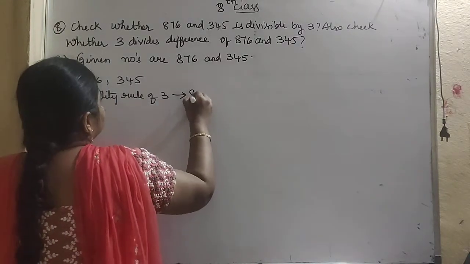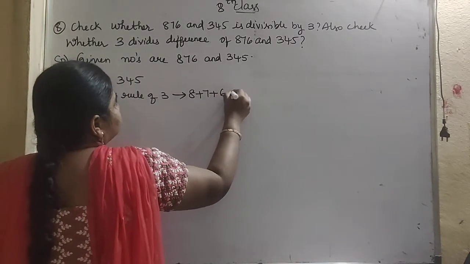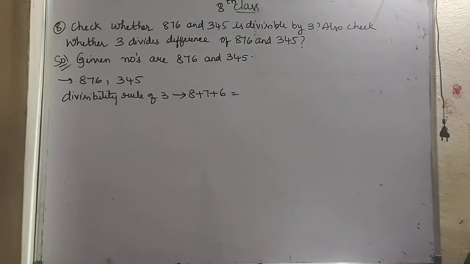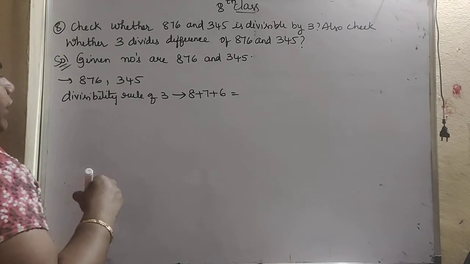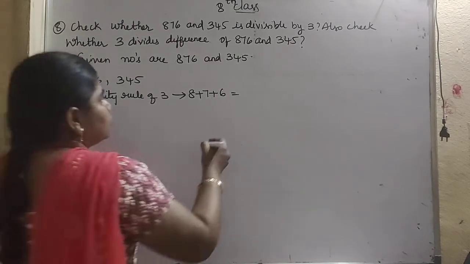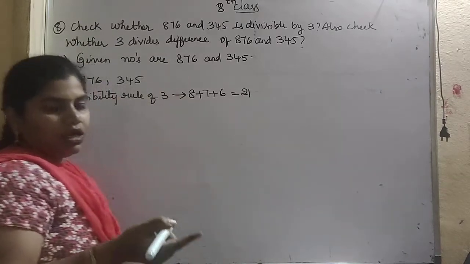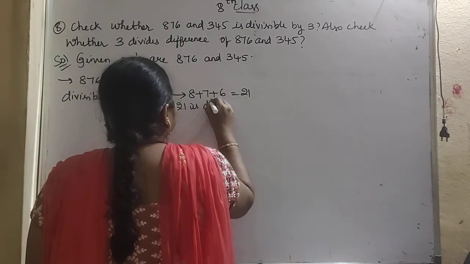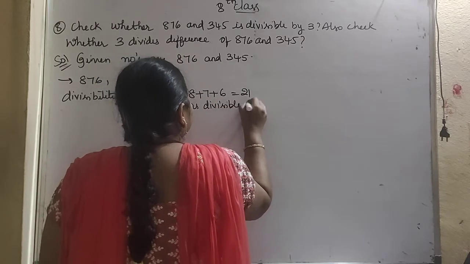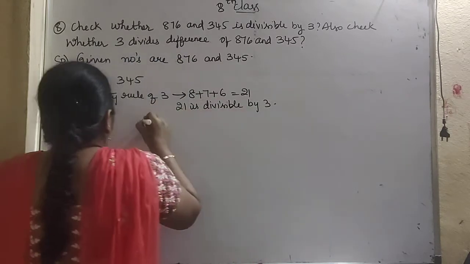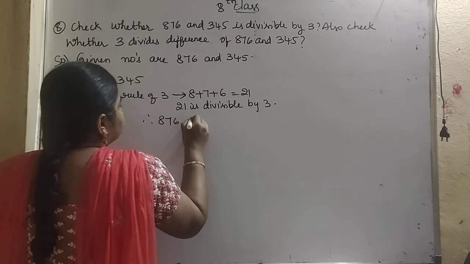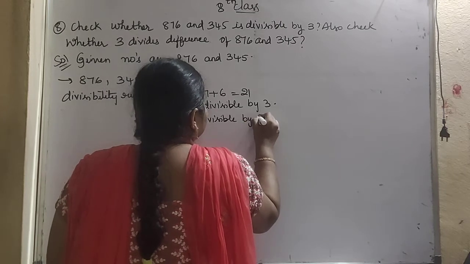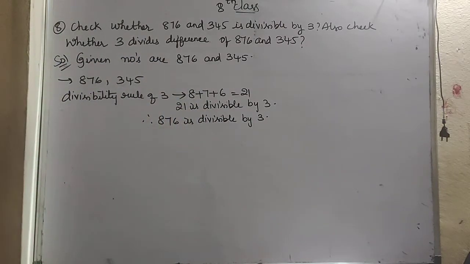So add the values. 8 plus 7 plus 6 will be equal to... 8 plus 7 will be equal to 15. 15 plus 6 will be equal to 21. So 21 is a multiple of 3, so it will be divisible by 3. So 21 is divisible by 3. So therefore 876 is divisible by 3. Now which number do we have to check?